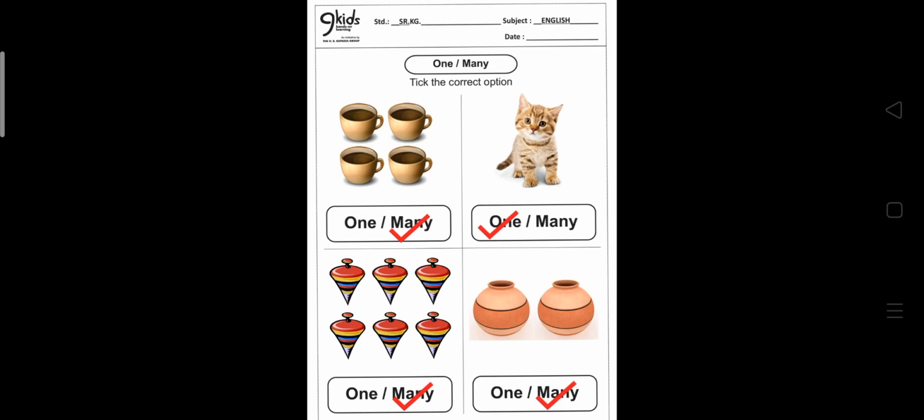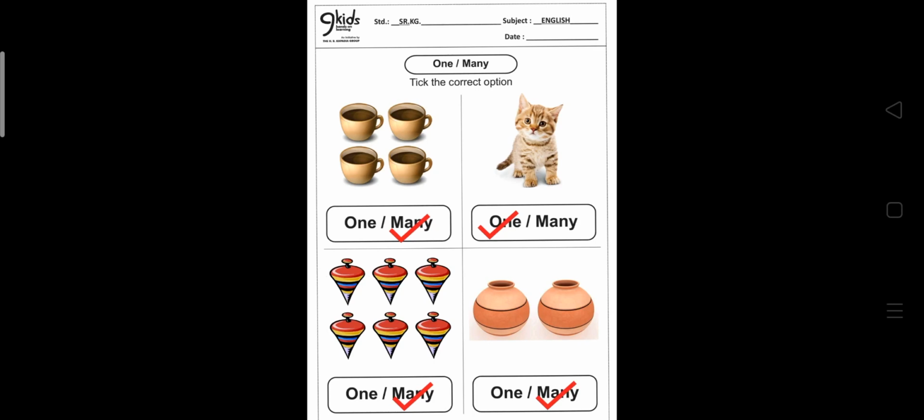In first picture, we can see some cups. Now let's count the cups. 1, 2, 3, 4. There are 4 cups. Means they are more than one. They are many. So we have to take on many. In second picture, we can see a cat. It's a single cat. Means it's a one cat. So we have to take on one.